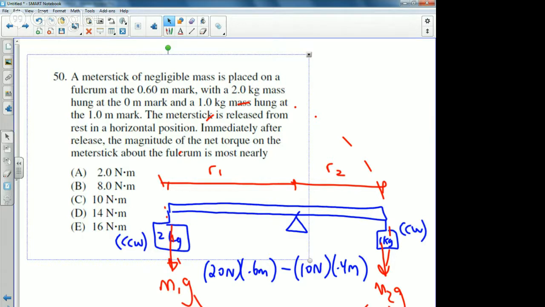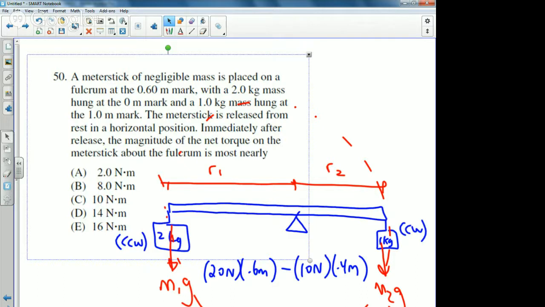Well, what's the weight? How much weight is literally pulling down on the edge of the ruler? So over here it'd be 20 newtons pulling down on one side, and over here it's 10 newtons pulling down. And that force is already perpendicular to the radius.